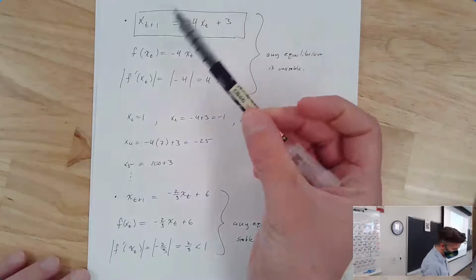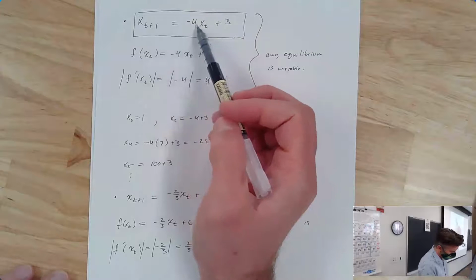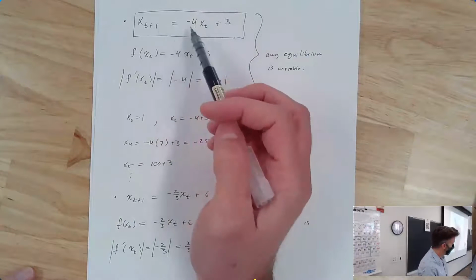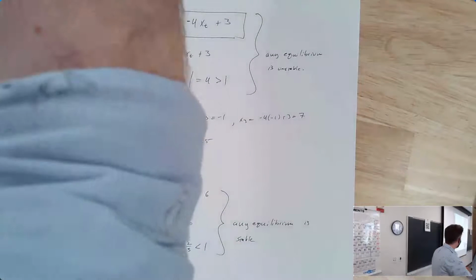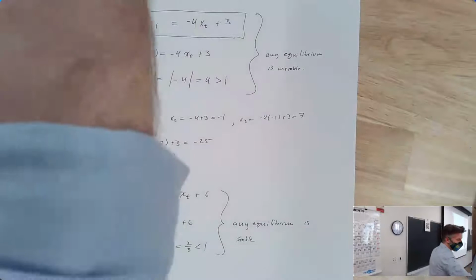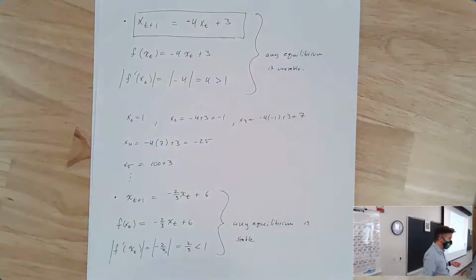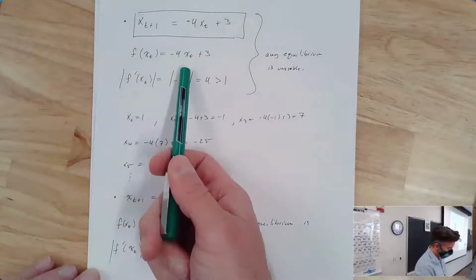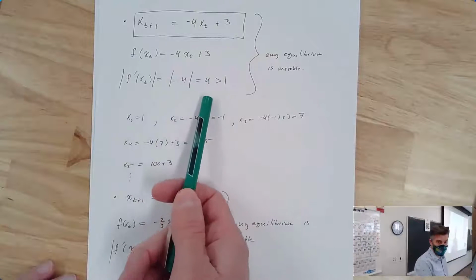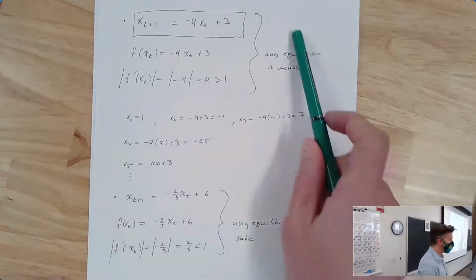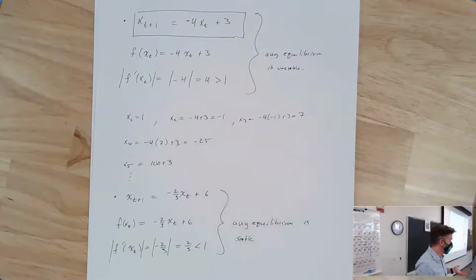So in this example here, where x of t plus 1 equals negative 4x of t plus 3, that's a recursion. I'm not even going to find the equilibrium yet. But if you look at this, these linear ones always have derivatives that are always the same thing. Linear functions have constant derivatives. And so for this function, negative 4x t plus 3, the derivative is just negative 4. The absolute value of that is 4, which is always greater than 1. So no matter what equilibrium you find here, it's going to be unstable because the derivative at any point is going to be negative 4 and its absolute value is greater than 1.